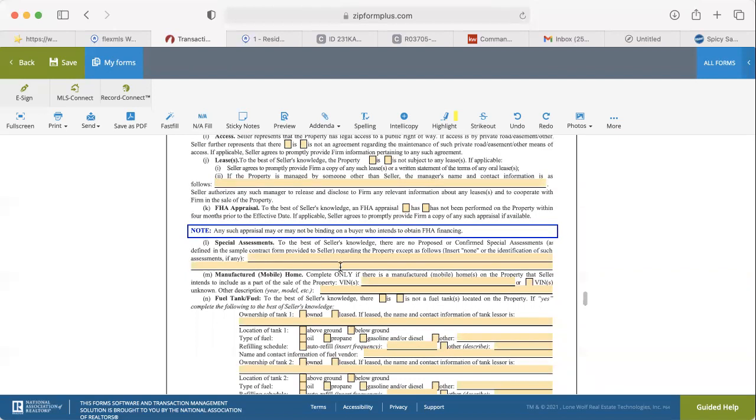Special assessments. So let's say a special assessment is a fee that a government entity or an HOA may charge every homeowner in that neighborhood or on that street. And you would list any assessments that you knew of here.